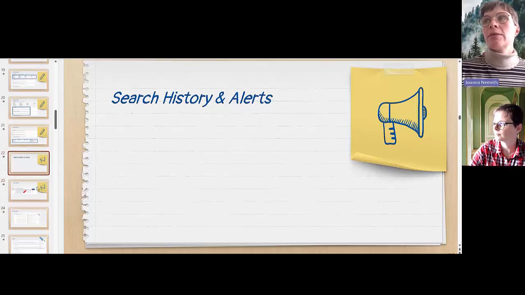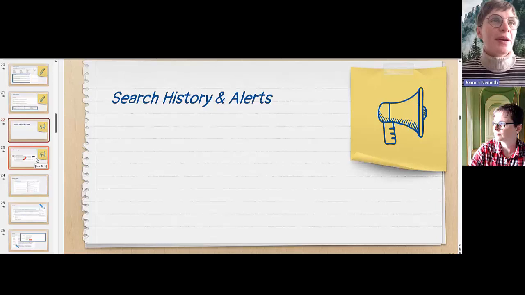So now we'll talk a little bit about search history and alerts. Various databases allow you to find your search history, and some allow you to have alerts set so you can get alerted when a new article on the topic you're looking for comes up, which is really useful if you're working on a long research project like a thesis or dissertation.